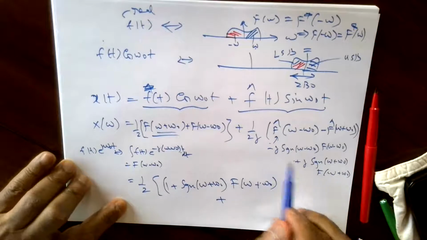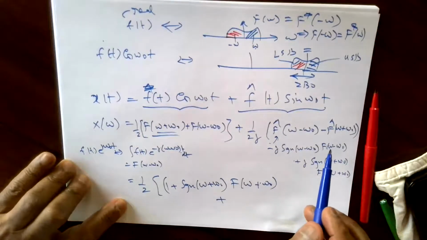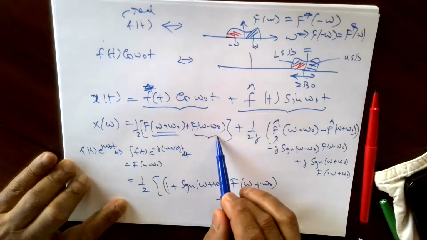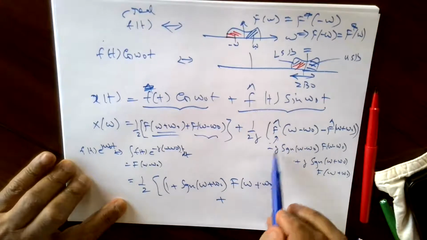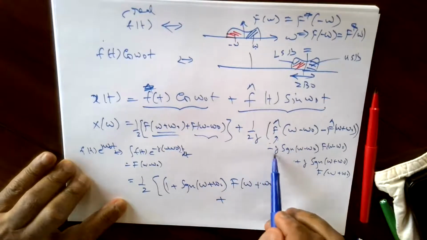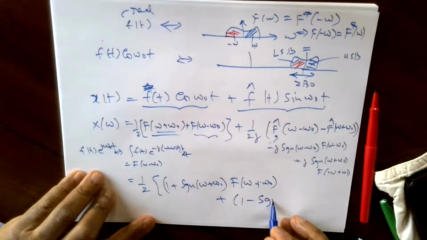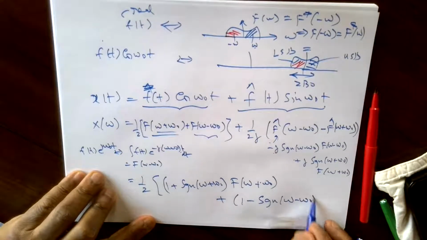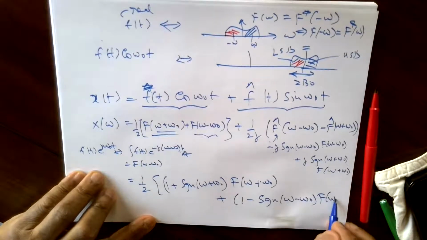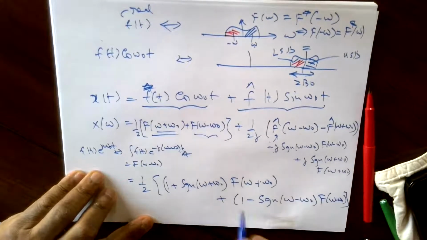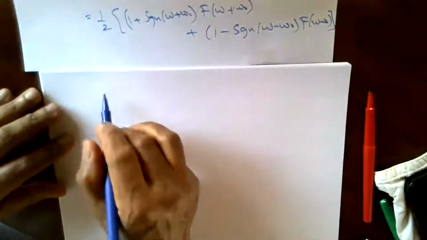And then you have f(omega minus omega naught), whereas here the j cancels, so with a minus sign. So this will come out to be 1 minus sine (omega minus omega naught) multiplied by f(omega minus omega naught). So you just have to draw the picture and then you will see what it is.